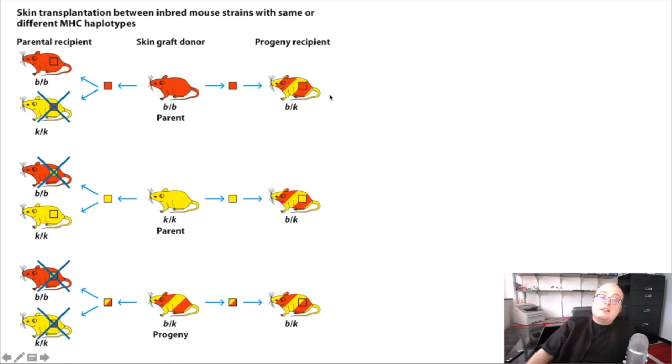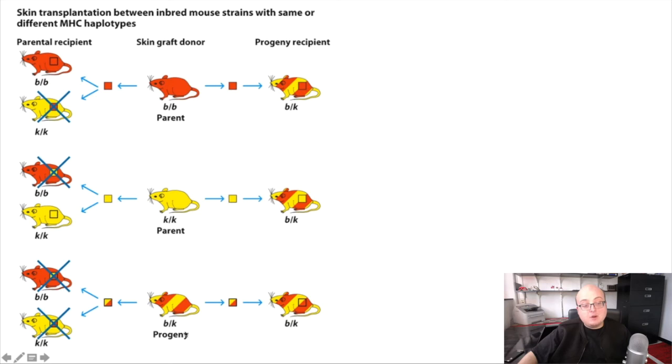However, a heterozygous mouse, the progeny of this cross, could receive a graft from a BB parent because it was born with B, and so new B tissue is just more of the same. It knows that B is self, it recognizes B as self, and so it could take the graft. Even though it has K, this mouse develops what we call tolerance to both B and K because it's born with both. So it could take B, and as you can see here, it could also take a graft from the K parent, whereas the K parent could not donate tissue to the B mouse that it was mated with, for the same reasons.